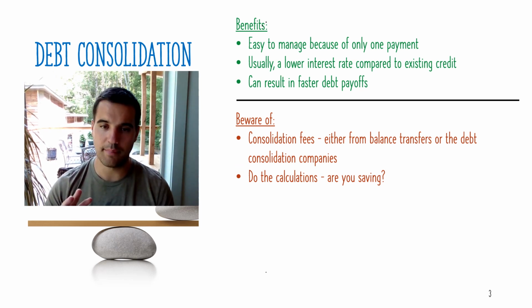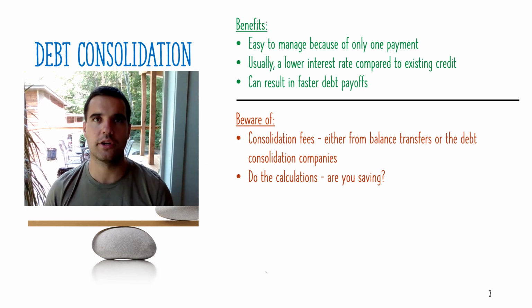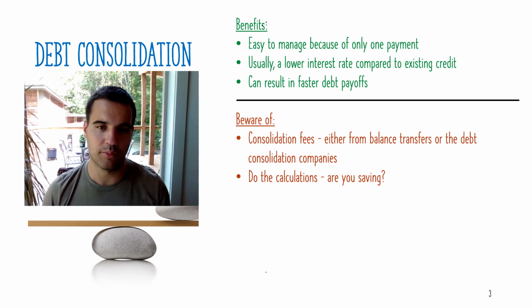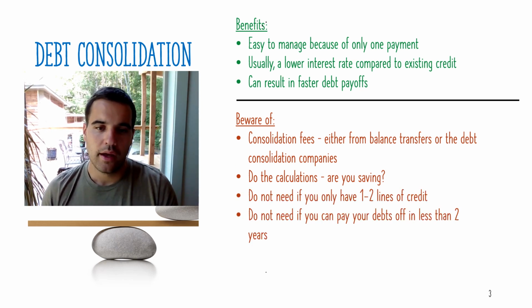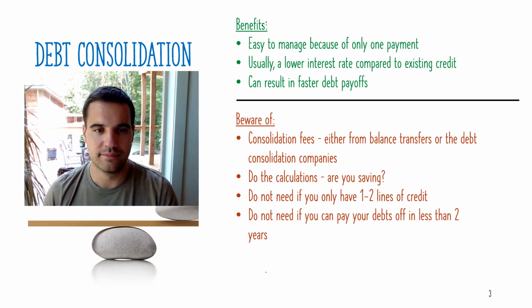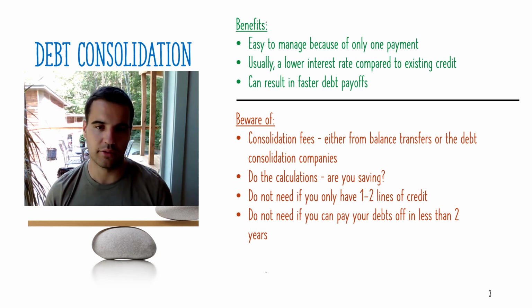You can have it mapped out for several years, say 3 years is your payoff schedule. How much are you really saving? Is it worth doing all this if you can just keep track of what you owe? You do not need it if you only have 1 or 2 lines of credit. Most people can handle 1 or 2 lines of credit, so it's not that big of a deal.